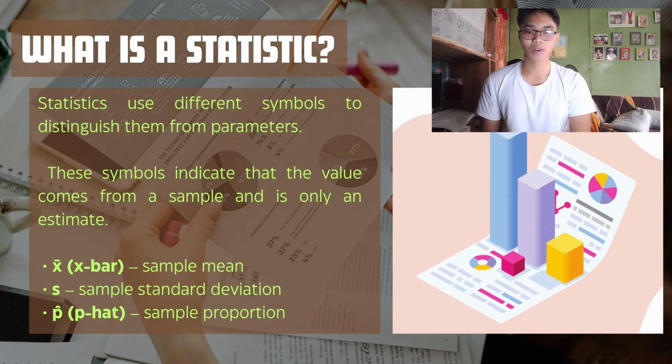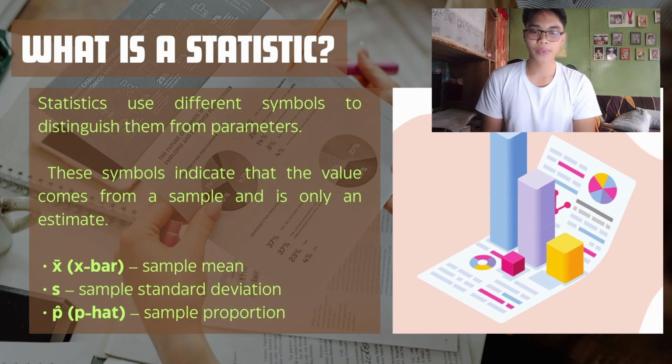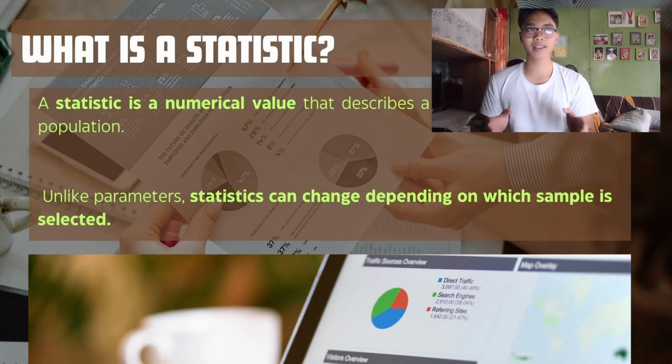We have the s, or maybe the sigma, which is the sample standard deviation, and the p hat, which is the sample proportion. As you may see, there are similarities between the two.